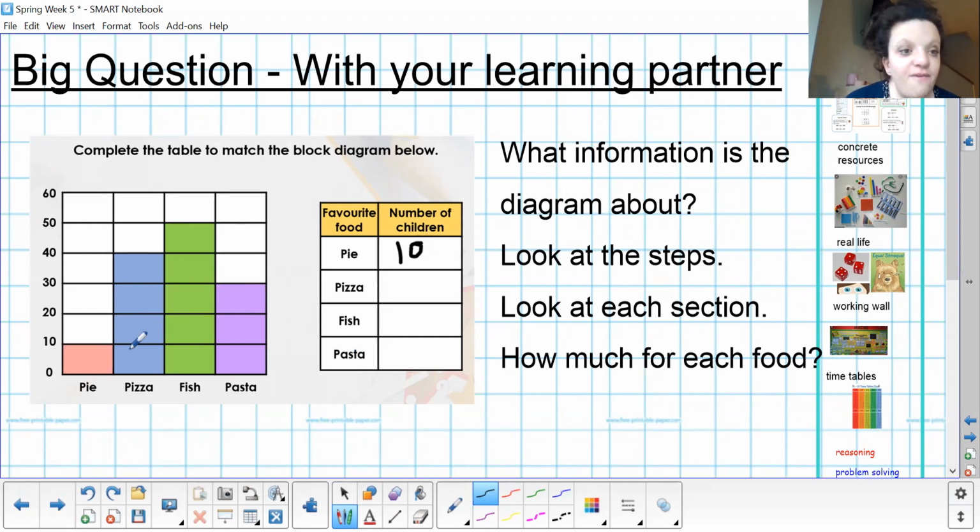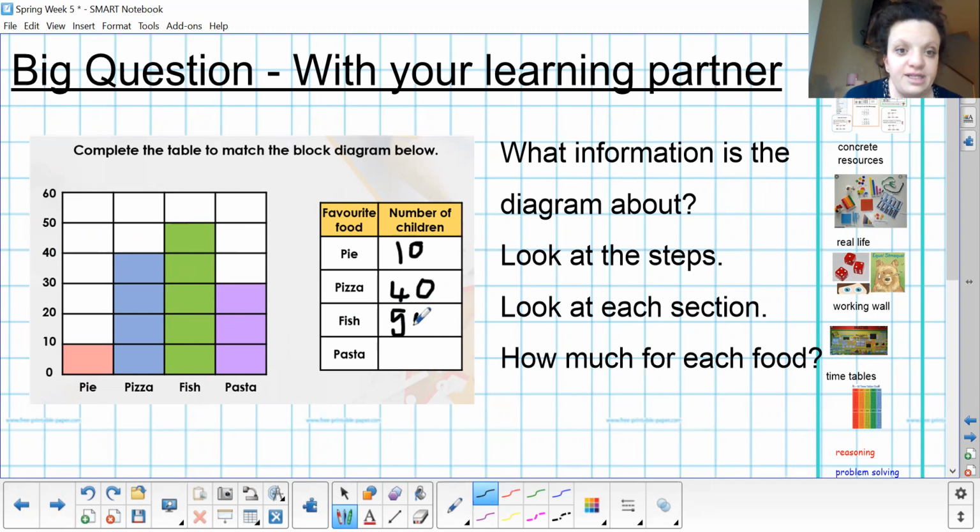Okay, well done. So let's go for pizza. We've got 4 blocks. Let's count in tens. Let's go 10, 20, 30, 40. If we go across the top, it is 40. So pizza is 40. Fish, let's count 10, 20, 30, 40, 50. Go across the top, it's also 50.